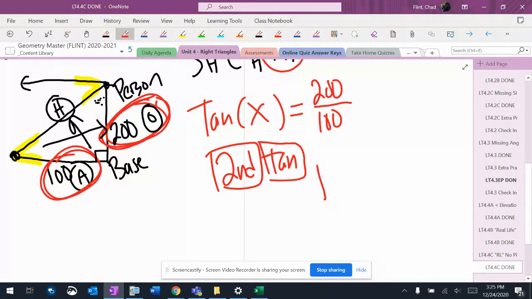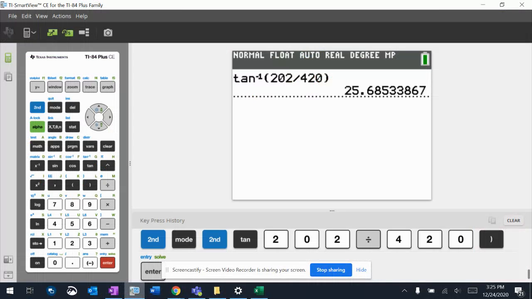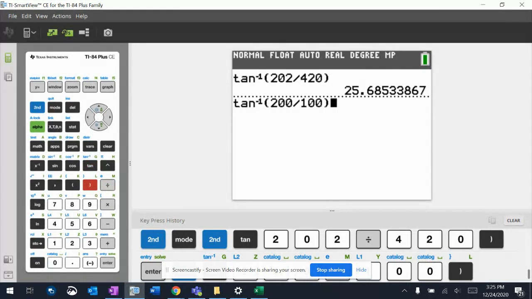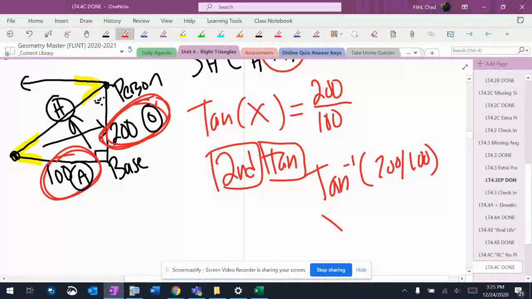So I hit second tangent. That's going to spit out tangent inverse. And then I put in my fraction. Put that exact thing into the calculator. Second tangent, 200 divided by 100. Hit enter. 63.434. So x equals 63.434 with a bunch more stuff.